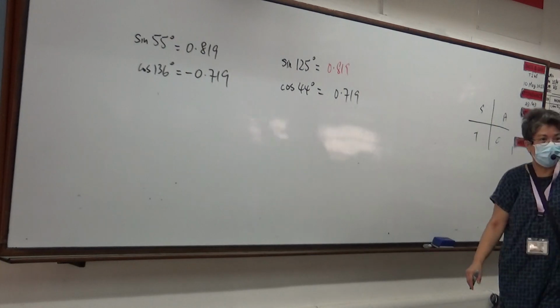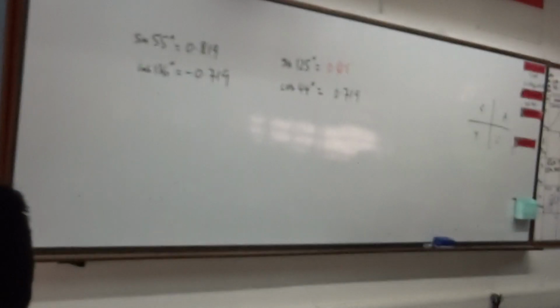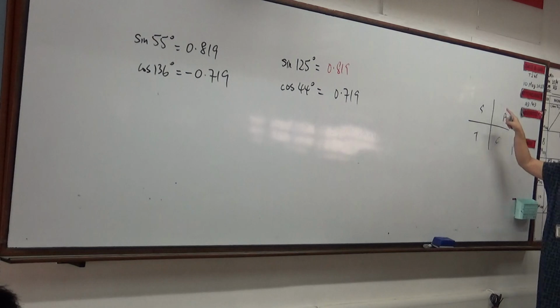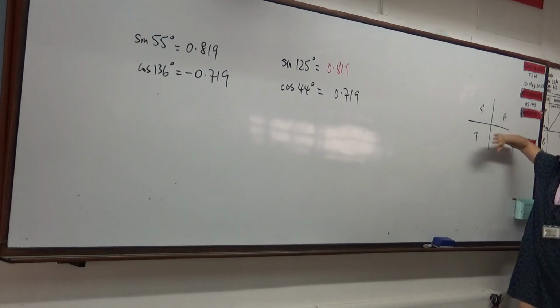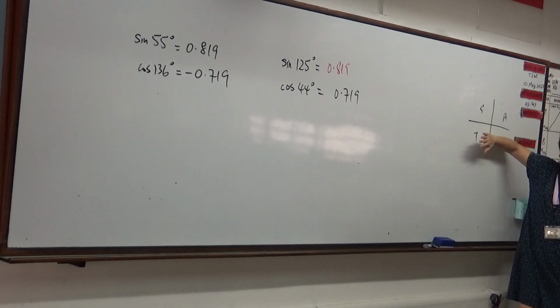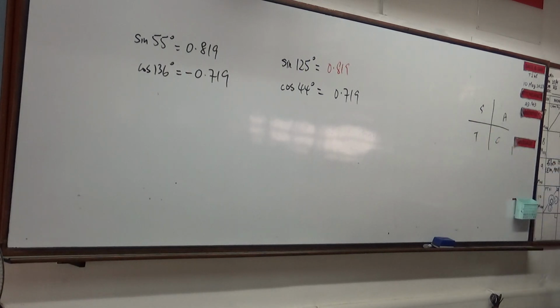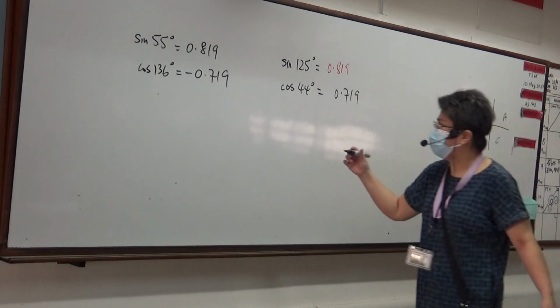Angles in the first and second quadrant for sine are all positive. Cosine, positive, negative. Tangent, positive, negative. Are we all okay? If you go according to CAST, it's fine. But because we're only working in two quadrants in E-Math, we only have this. Everybody clear? Are you all clear with how I get the answer for example 1? Then let me give you another one.